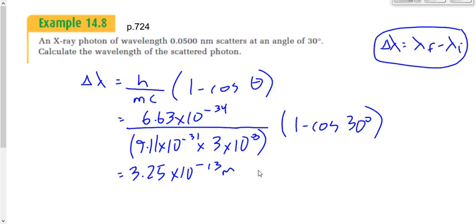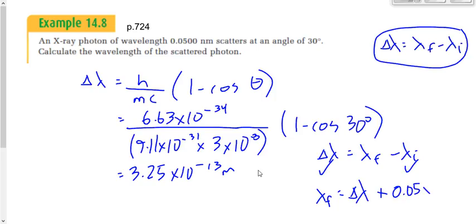Is that better? Oh, wait a sec, that's not my answer though. What do I have to do to find the answer? The wavelength of the scattered photon. What have I just found? The change in wavelength, and I'm looking for the final. So delta lambda, which I just found, is equal to lambda f minus lambda i, which I already knew. So lambda f becomes equal to the number that I just got, plus 0.05 times 10 to the minus 9, 0.05 nanometers. That gives me my final wavelength.